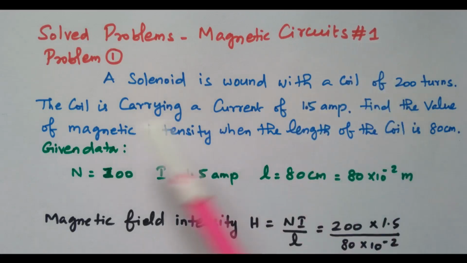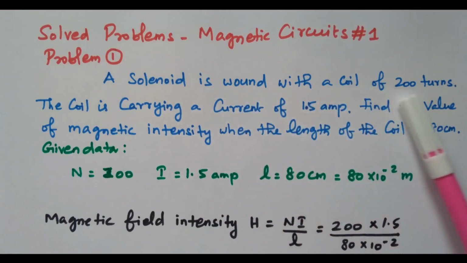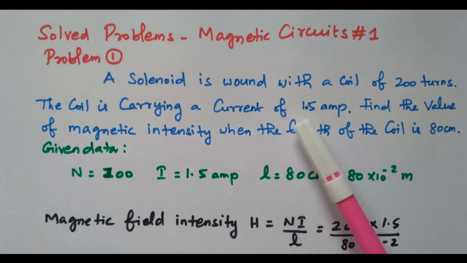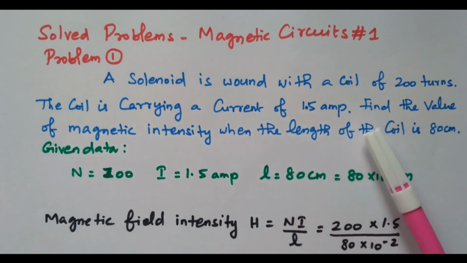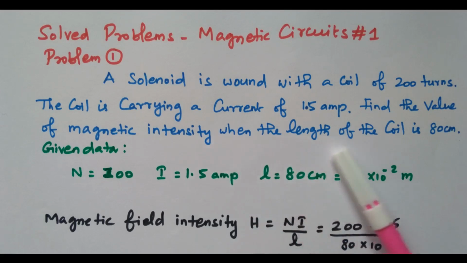Now we'll go to problem 1. A solenoid is wound with a coil of 200 turns. The coil is carrying a current of 1.5 amperes. Find the value of magnetic intensity when the length of the coil is 80 centimeter.